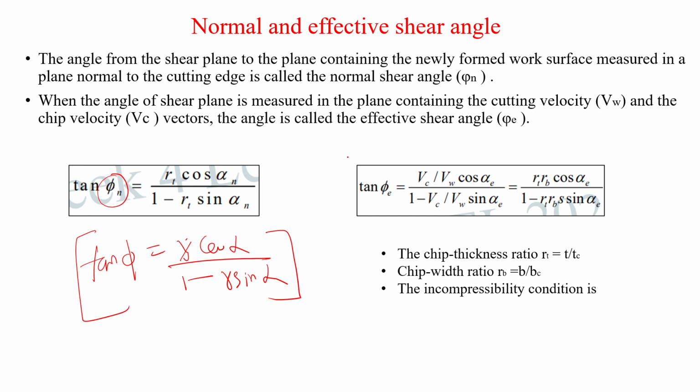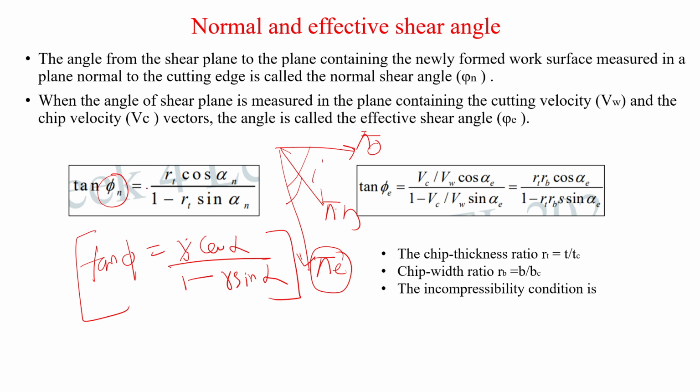Second is the effective shear angle. Now what happens? You are going from the orthogonal plane pi o to the normal plane pi n to the effective plane pi e. So this displacement from the orthogonal plane to the normal plane to pi e. At pi e we found the effective rake angle. Similarly we'll find the effective shear angle. The derivation for this is already given. There is a slight change in the formula because some other factors also come in here.